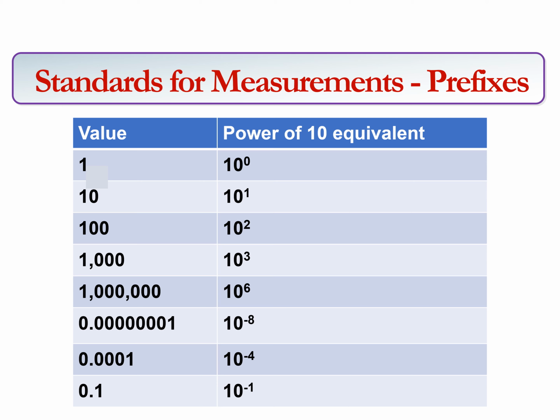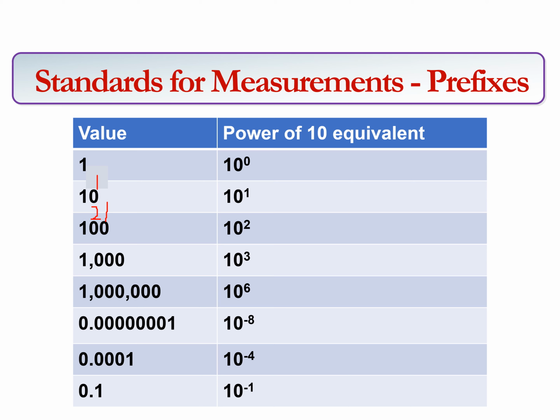So we now look at standards for measurements and their prefixes. So 1 is 10 to power 0. 10 is 10 to power 1 because you just count 1. 100 is 10 to power 2 because you count 1, you count 2. 1,000 is 10 to power 3, just following the same manner that we have counted above. 1,000,000 is 10 to power 6.